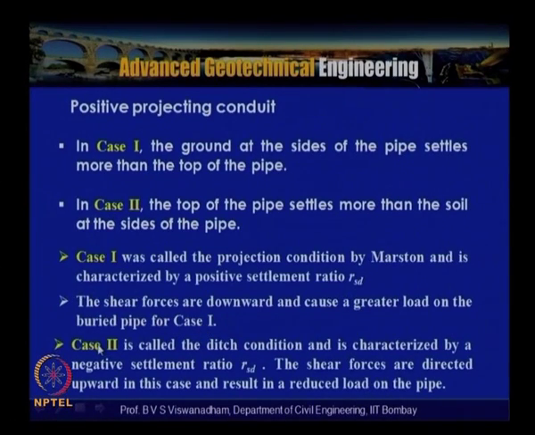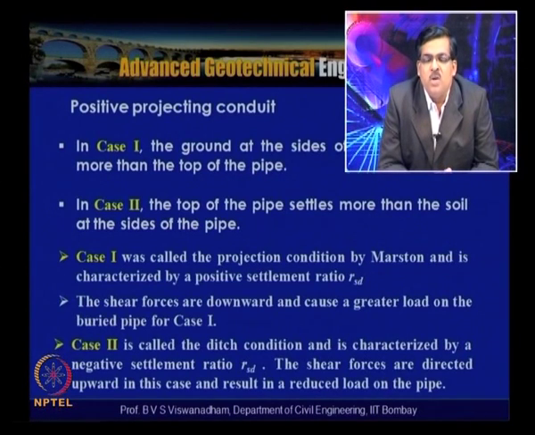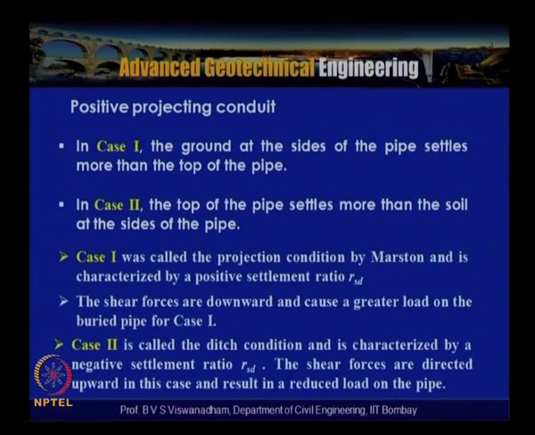Case 2 is called the ditch condition and is characterized by a negative settlement ratio, that is, the RSD will be negative. The shear forces are directed upward in this case and result in a reduced load on the pipe. So in the positive projecting conduit conditions, in the derivation according to Marston's load theory, two cases were considered. Case 1 is that the ground at the sides of the pipe settles more than the top of the pipe, and case 2 is that the top of the pipe settles more than the soil at the sides of the pipe.